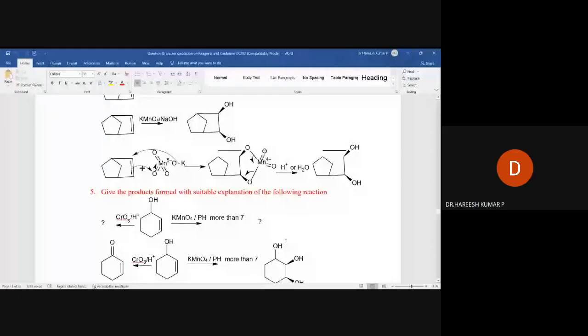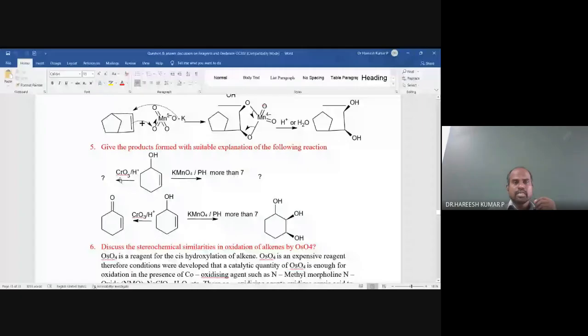And one more question: give the products formed with each of the following. So here is chromium trioxide in presence of H plus. H plus means Jones reagent. So what will happen? A secondary alcohol is converted into ketone. KMnO4 does not react with alcohol, but it will react with a double bond, more particularly in alkaline media. pH more than 7 means it's alkaline media. It converts a double bond into cis-diol.